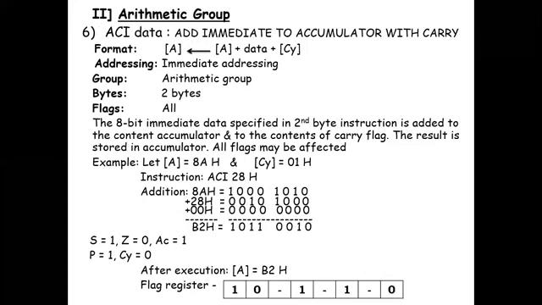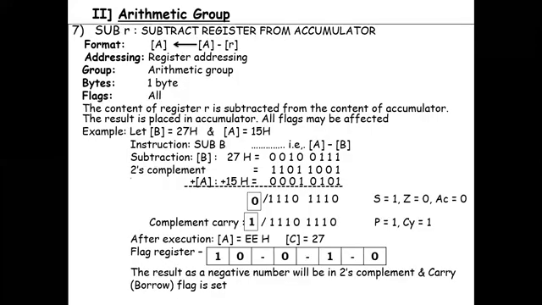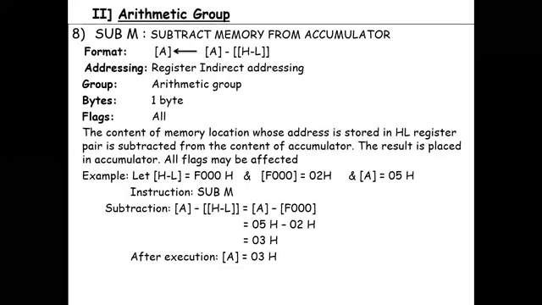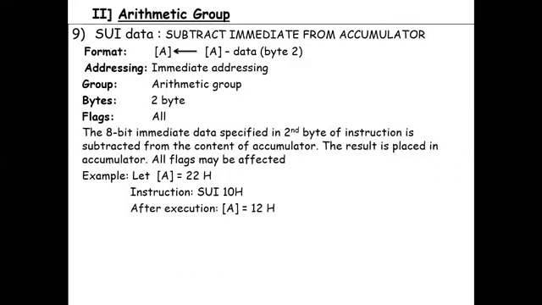Next ACI, same, accumulator with the immediate data with the carry. Then subtraction, it is also an arithmetic group. The content of register R is subtracted from the content of the accumulator. The result is placed in the accumulator. So all flags may be affected. Okay, same concept, but minus. So we are subtracting. Then the status of the flag register will be loaded into the flag register. So same, subtraction with memory, subtraction with immediate data.